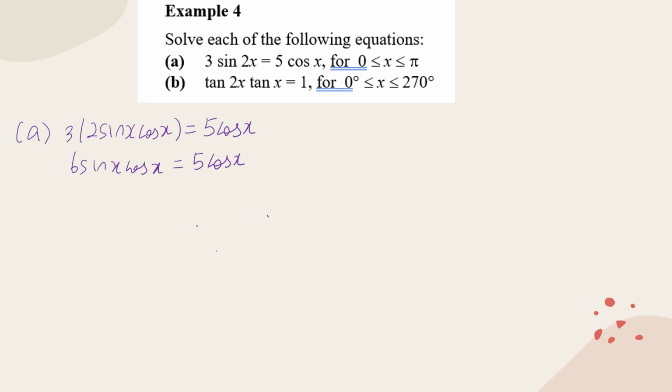Some of you will attempt to divide by cos x on both sides. Please don't do that, because if you do that, you're actually eliminating one possible set of values for x. A more accurate way would be to put everything on the left-hand side, and observe that there is a common factor here, which is cos x. So what do you do with the common factor? Yes, we apply the concepts of factorization. So you factorize cos x.